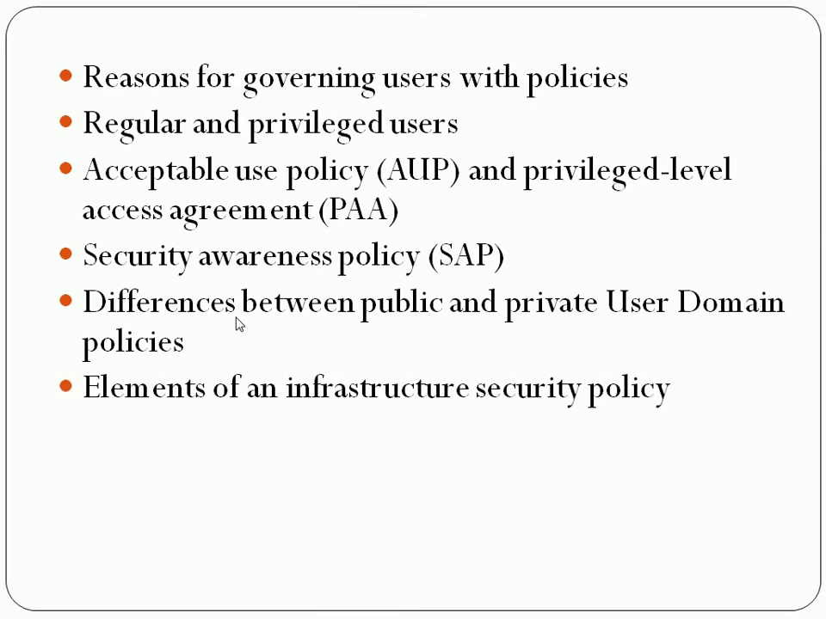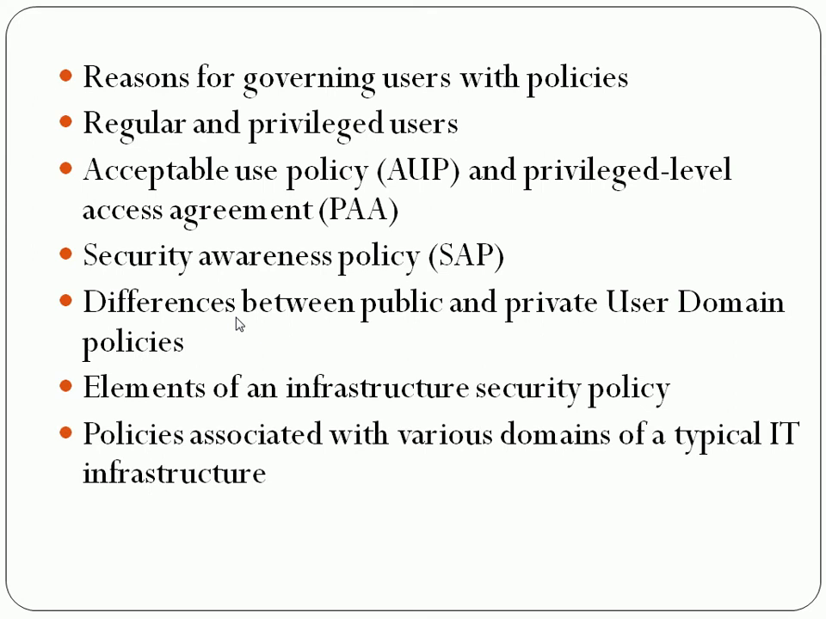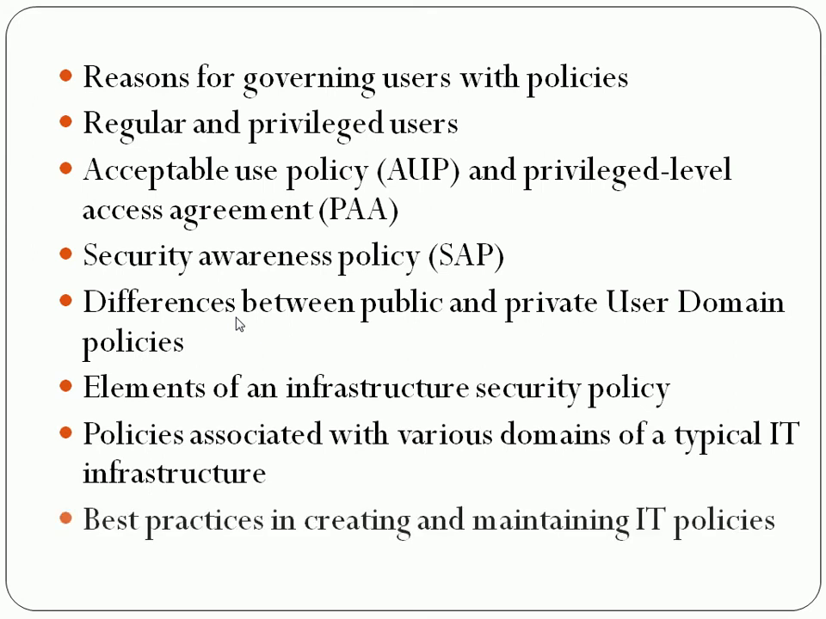And then after we're done talking about all the user domain stuff, we're also going to talk about the elements of infrastructure security policy. So infrastructure is all the stuff that's not our users. I talked about the 7 domains of an IT infrastructure. So we start on the left with users. We're going to talk more about that again, and I'll talk about specific policies throughout that infrastructure. So a lot of stuff to cover in this unit. And then we cover policies associated with the various domains of a typical IT infrastructure, so we'll go over some of the specifics, and best practices in creating and maintaining IT policies in the user and infrastructure domains.